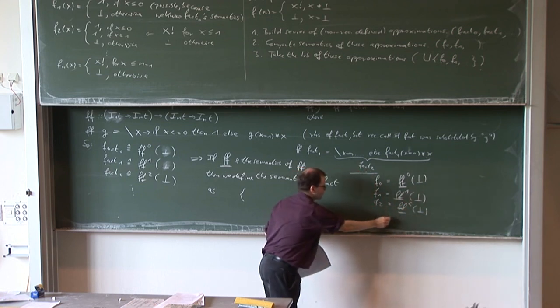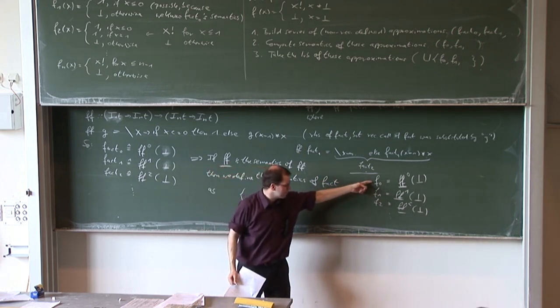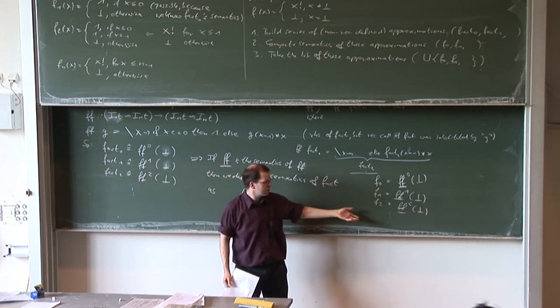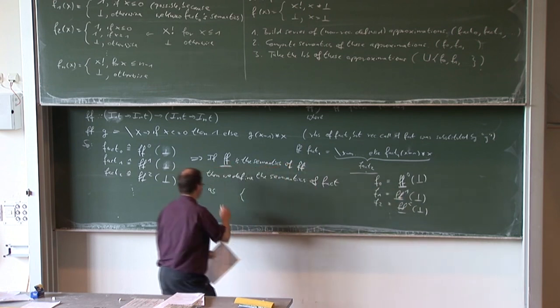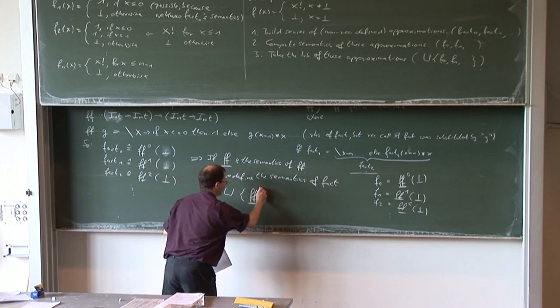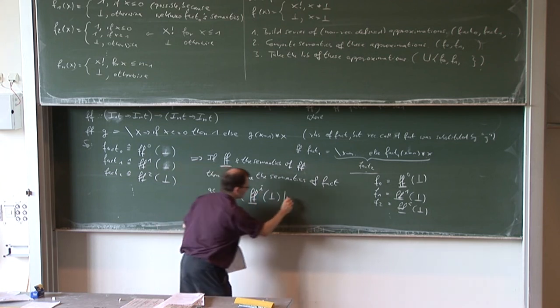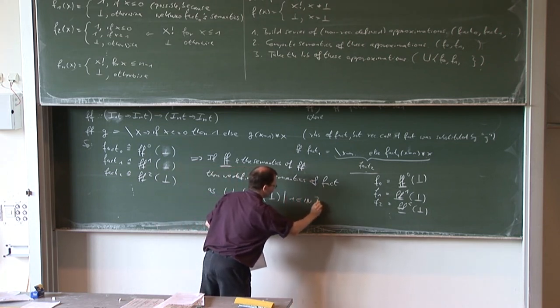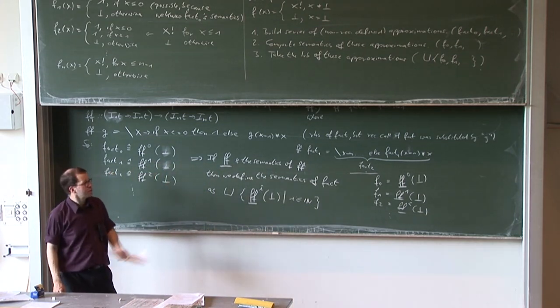So instead of defining the semantics of fact as the least upper bound of f0, f1, f2, and so on, we can also say it's the least upper bound of the semantics of ff applied to bottom 0 times, 1 time, 2 times, and so on. So this is the same.